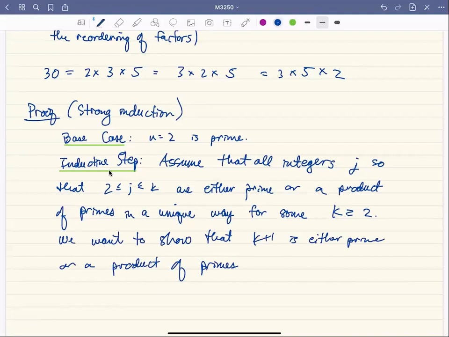Okay, so classic induction: assume that it's true for all values up to k. We want to show that it's also true for k plus 1, that is, that k plus 1 is a product of primes in a unique way. There are going to be 2 cases. This is a nice example of a strong induction proof.